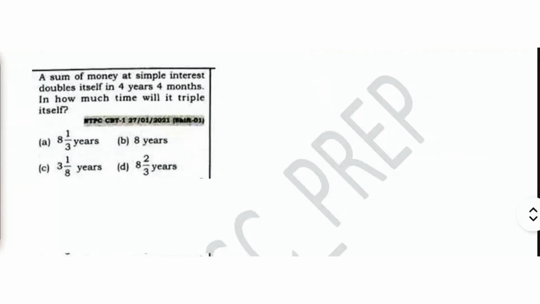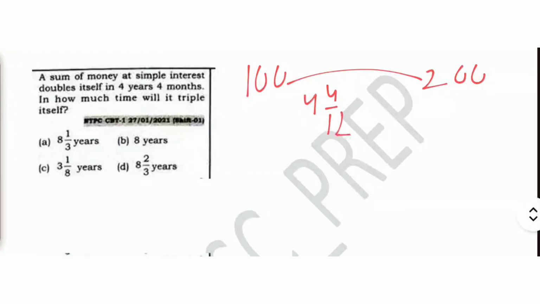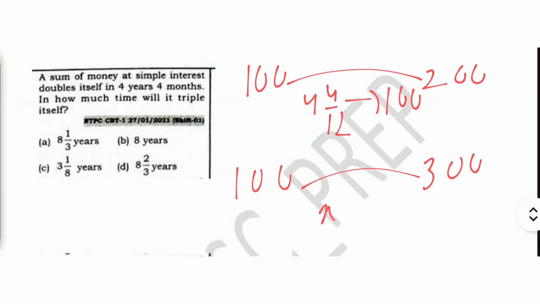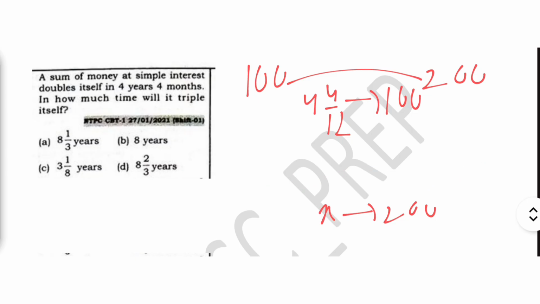Now a sum of money at simple interest doubles itself in 4 years 4 months. In how many years will it triple? See guys, this is your 100. Sum of money at simple interest becomes double, it becomes 200 in 4 years 4 months, which is 4 1/3. The interest is 100. In how many years will it triple? That is 300. So in how many years does it become 200? We have to find. Very simple.